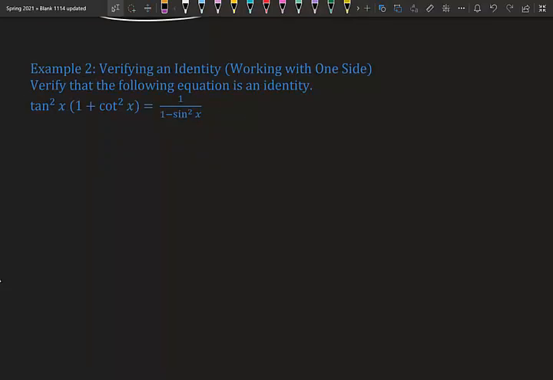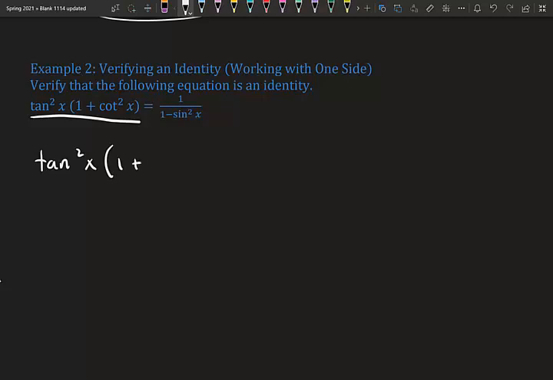Alright, so we have to verify: tangent squared x times 1 plus cotangent squared x equals 1 over 1 minus sine squared x. So which is the harder side? Now you might be saying the fraction is harder, but remember, that's not the case. Fractions don't always mean the hardest. The harder side is the left side. Why? Because it's longer. There's parentheses, there's distributing, there's squares. There's just a bunch of stuff going on. So let's work with the left side.